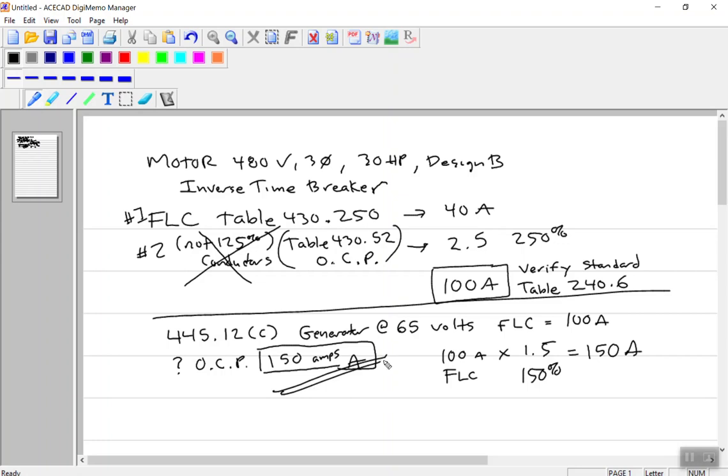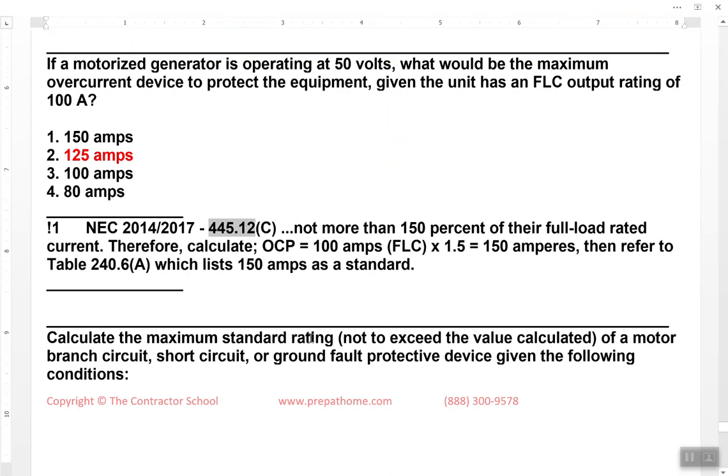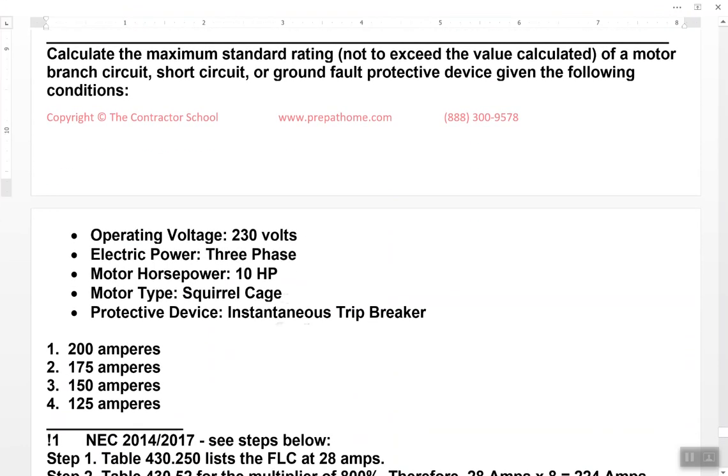Single phase, three phase. Let's just take a quick look at the next one. Maybe we'll knock out a couple more here. Let's see if there's anything unusual about this one. Calculate the maximum standard rating not to exceed the calculated value of a motorized branch circuit ground fault protective device given the following conditions. 230, three phase. I don't see anything unusual here. The horsepower is given. And oh, look at that, instantaneous trip breaker. That's interesting. Well, we looked that up earlier. That was a multiplier of 8, right? 800%. That's going to be a big multiplier. Okay, let's just take a look at the math real quick.